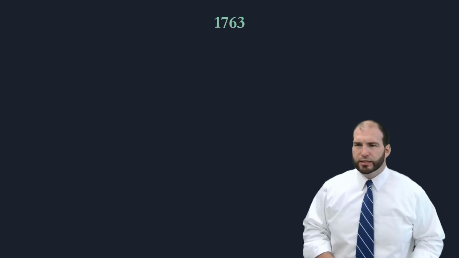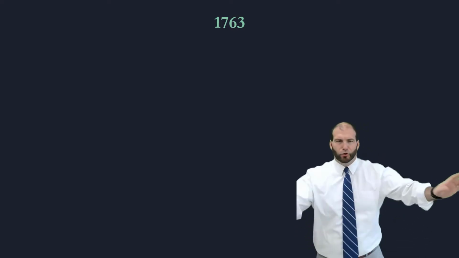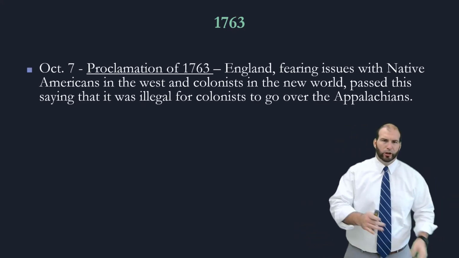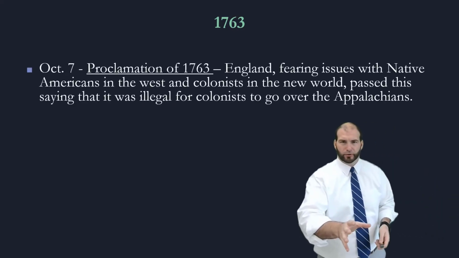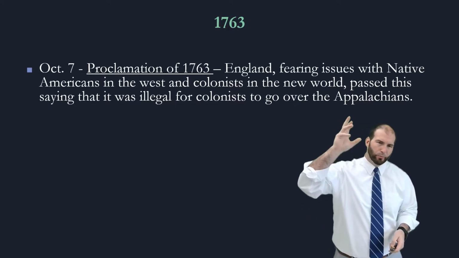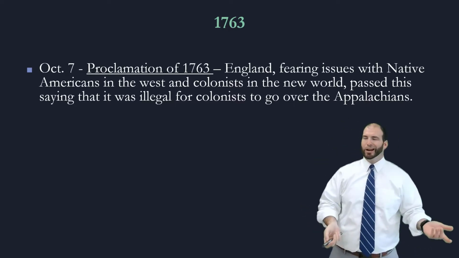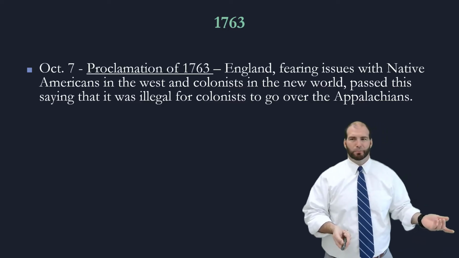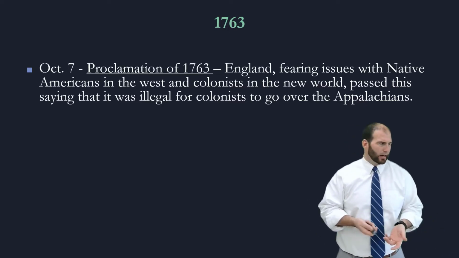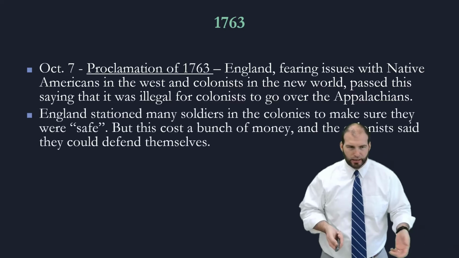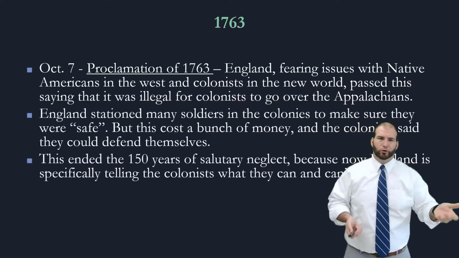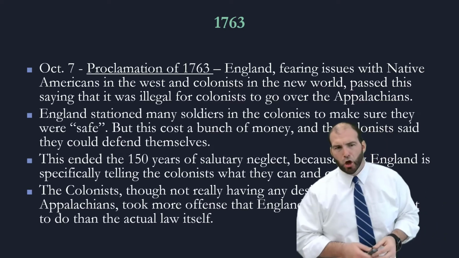So this brings us to 1763. This is the start of our course. On October 7th, 1763, England issues the Proclamation of 1763. And it really wasn't expected to be a big situation. Like, England was actually shocked at the response that they get. So let me show you a map here to explain it, all right?